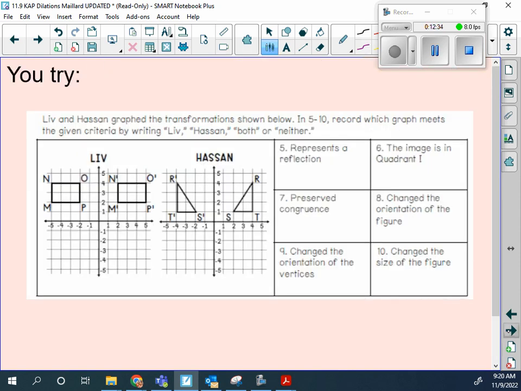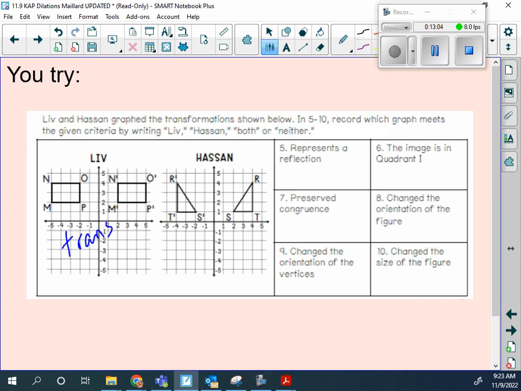Okay? All right, see if you can try this on your own, okay? Let's see how you did. It says, two people graph the transformation shown below in 5 through 10. Record which graph meets the given criteria, writing Eve, or Hassan, both, or neither. Okay, so let's look at number 5. Represents a reflection. Well, you know what I think I would do first is I would look at these pictures. I look from here to here. What's that? That's a translation.